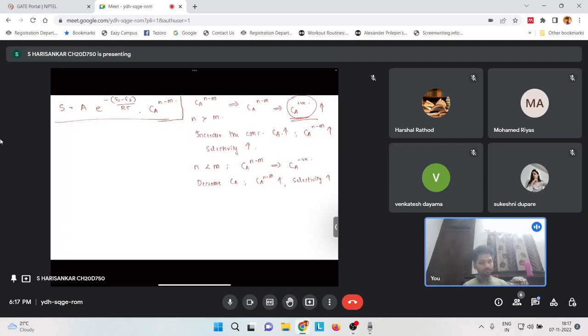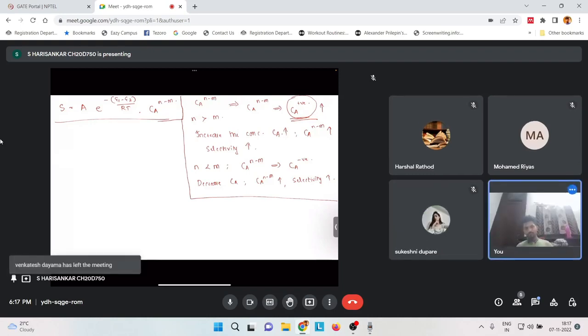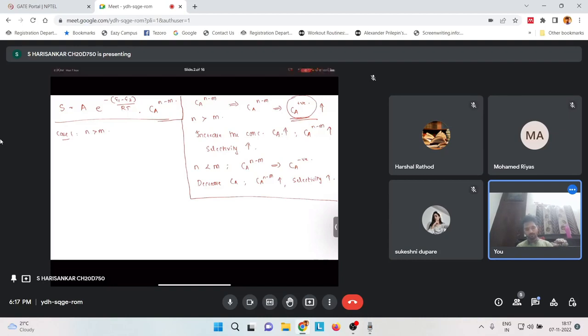Now we can do the same by changing the temperature as well, because the activation energies E1 and E2 for a given reaction will always remain constant, right? So it doesn't change, so we can't change the activation energy as such. So what we can do is change the temperature based on the activation energies. So let's take case 1, n is greater than m. Oh sorry, we have already looked at this, right?